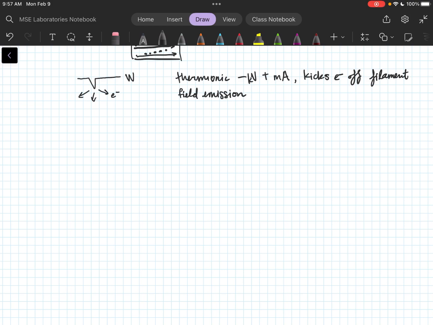Field emission is more like if you were to imagine an electron vacuum. What we do is place some positively charged stuff down here, and we put a little current through the tungsten, but we draw the electrons down.